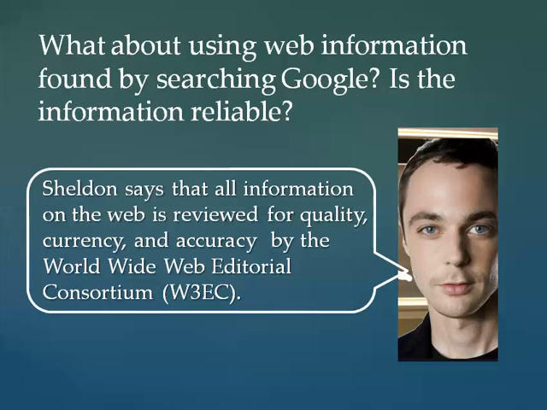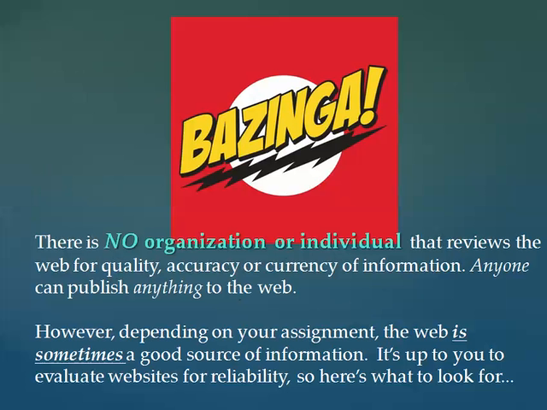So what about using web information that you find by searching Google? Is that information reliable? Sheldon says that all information on the web is reviewed for quality, currency, and accuracy by the World Wide Web Editorial Consortium. Well, that's one of Sheldon's bazingas, because there's no organization or individual that reviews the web for quality, accuracy, or currency. Anybody can publish anything to the web. However, depending on your assignment, the web can be a good source of information. It's just up to you to evaluate websites for reliability. So here's what to look for.